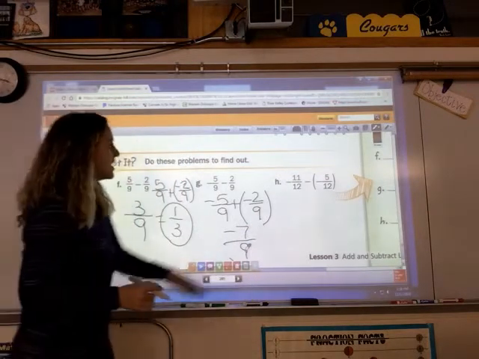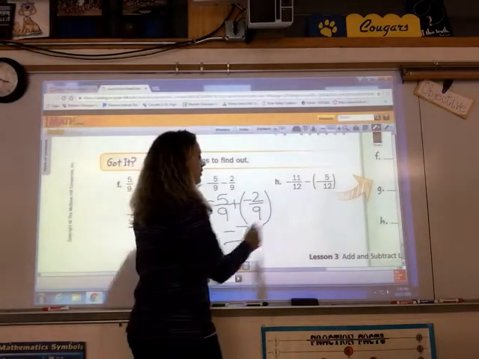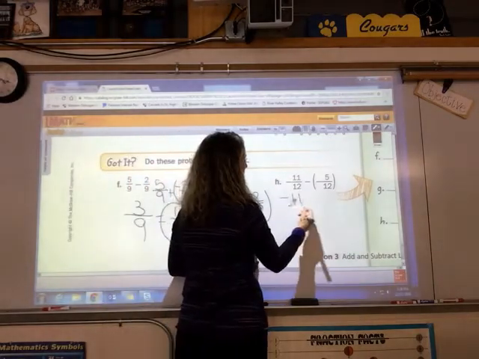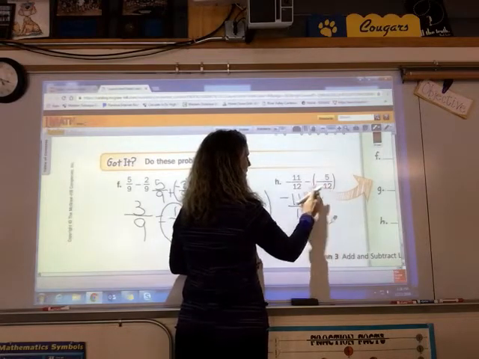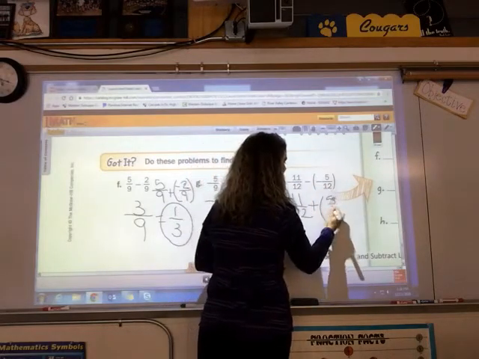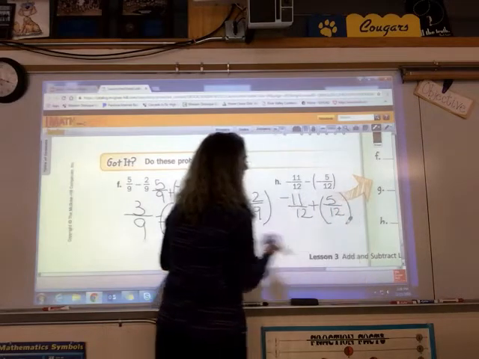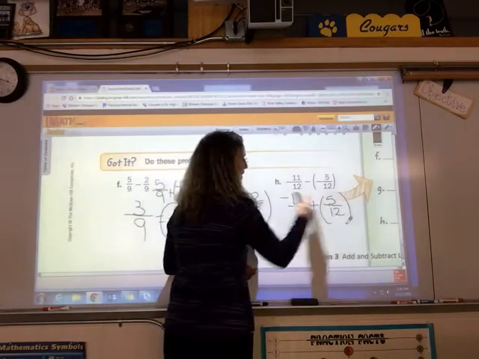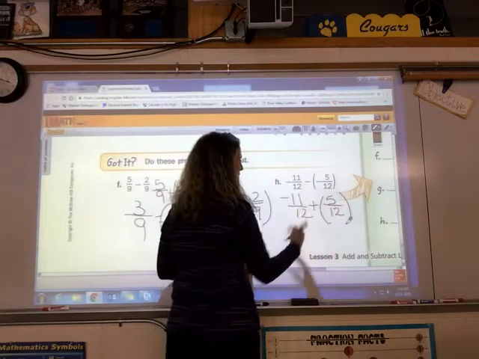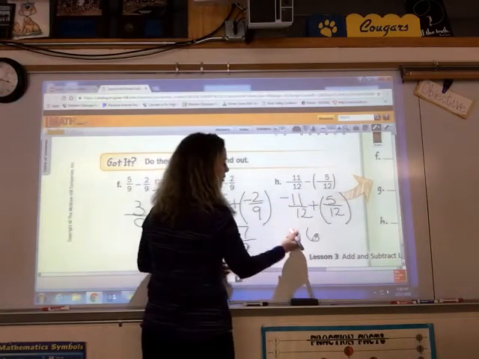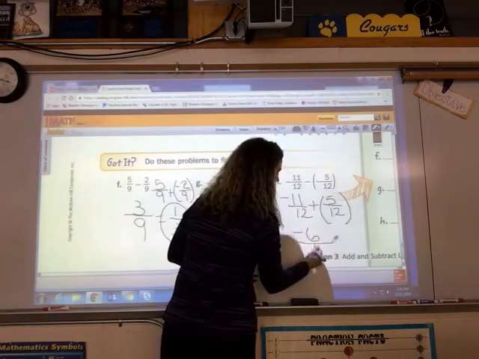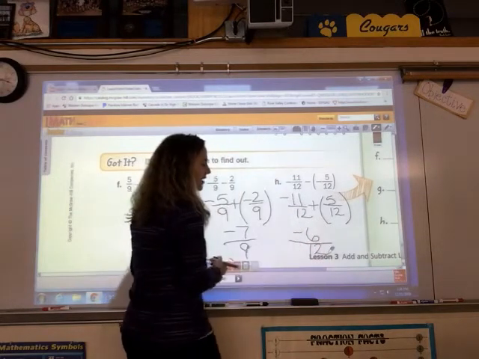Okay? And then taking a look at letter H, hopefully when you worked on this one, you were thinking negative 11/12. Subtraction changes to addition. Opposite of negative 5/12 would be a positive 5/12. So I've got a negative plus a positive. I'm going to end up subtracting those. 11 minus 5 would give me 6. 11 has a larger absolute value, so my answer is negative. And then 12 is my denominator.